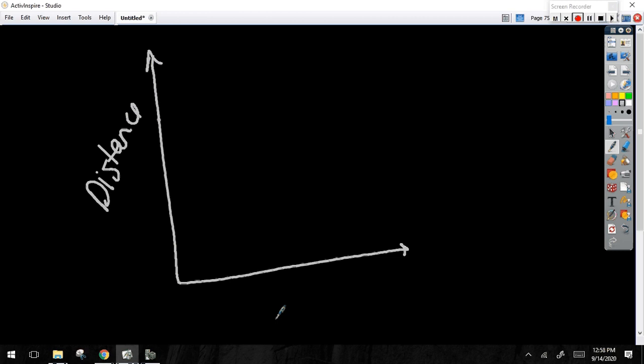Distance, time. You're riding on your bike. Describe what's happening. Look at the graph and tell me what's happening. As you go from here to here, what's happening? Your time increased. What else increased? And your distance, right?